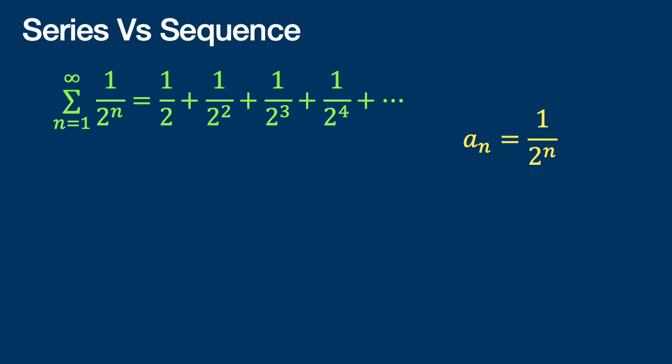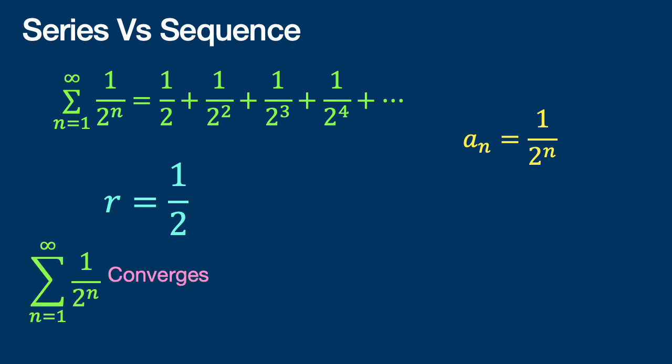We have another example of the relation between series and sequence. Let a_n be 1 over 2^n. That's a geometric sequence. We consider the geometric series. So a_n is a geometric sequence. What is the ratio? The ratio is 1/2. You know that a_n goes to 0, and the geometric series is also going to converge.